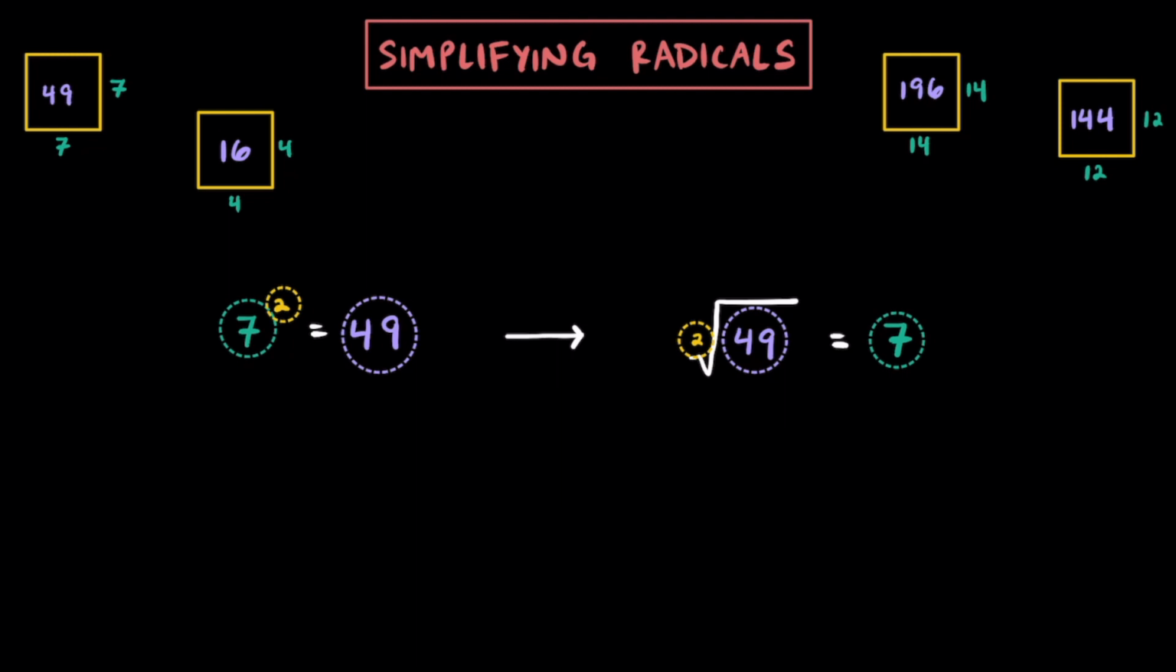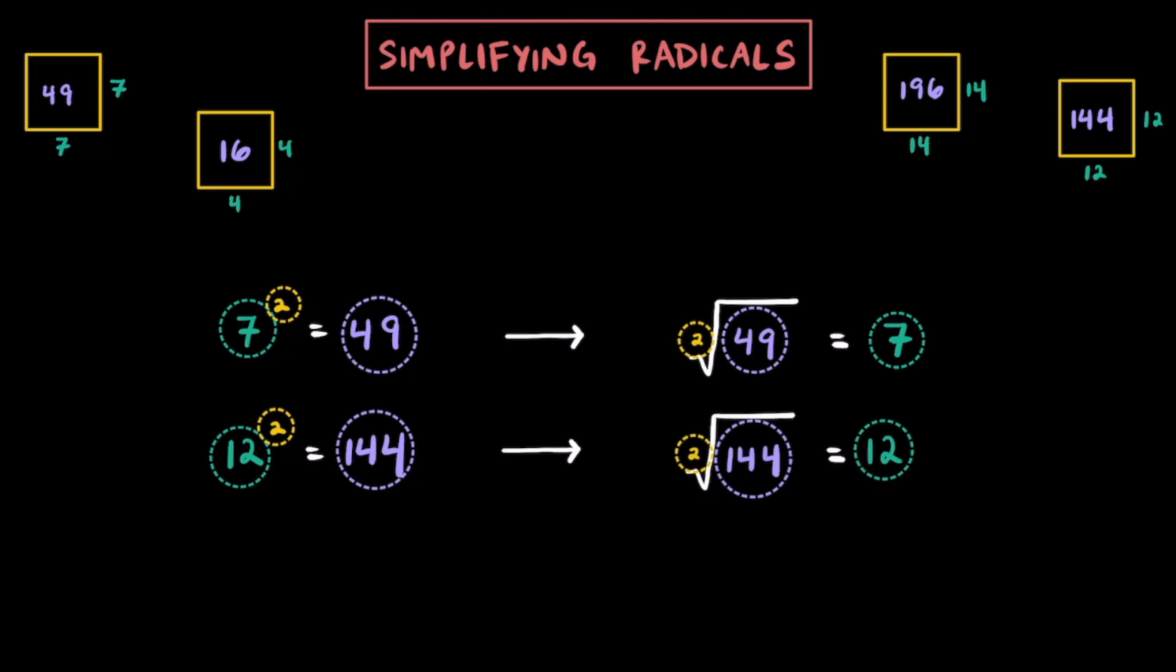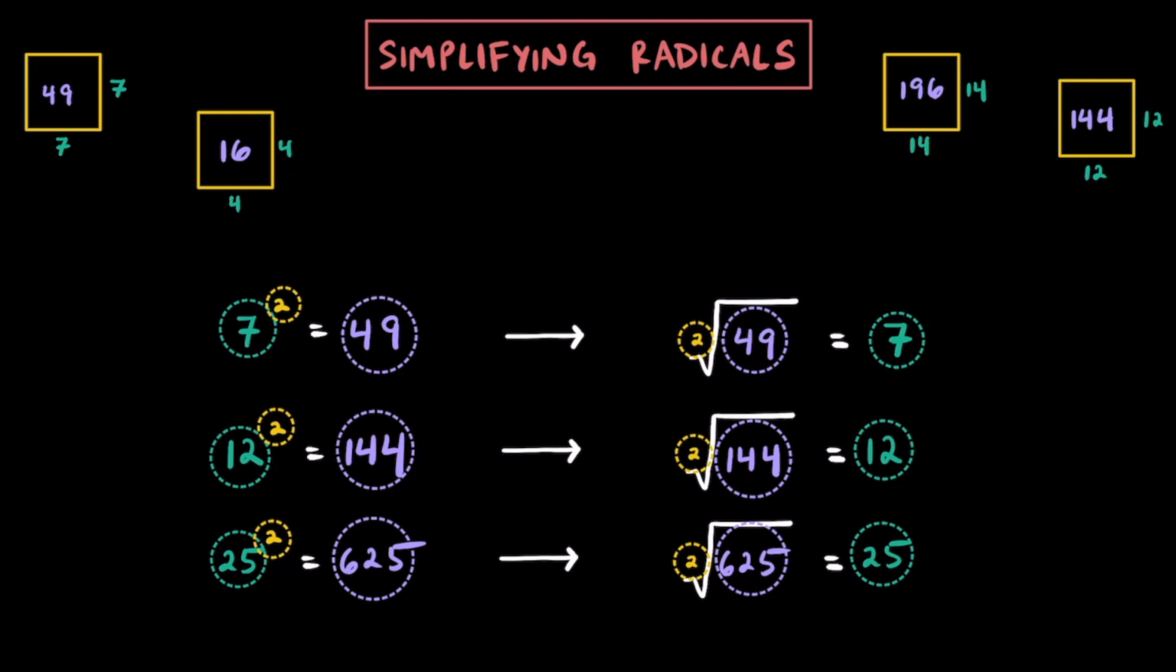When finding the square root of 49, it's important to notice that you need 2 7s multiplied together to get 49. For another example, if we raise 12 to the second power, we get 144, so when we take the square root of 144, we need 2 12s to get there, so that's equal to 12. And for one more example, if we square 25, we get 625, and when we take the square root of 625, that's equal to 25 because 2 25s multiplied together equals 625.